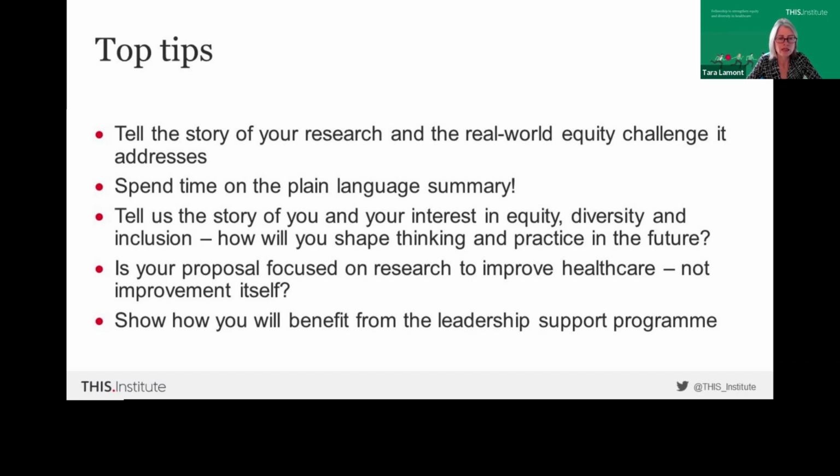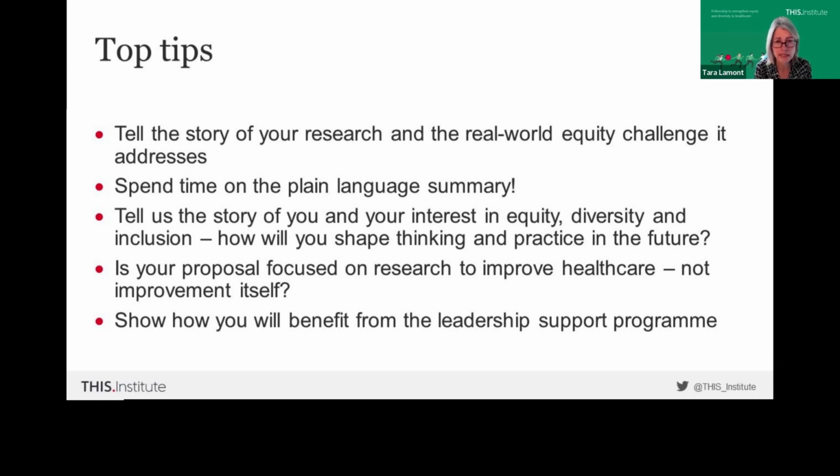We always say, we don't fund service quality improvement projects, we fund improvement research projects. So I think probably the most common reason for screening out applications is that they are service improvement projects without that research focus. We are a research institute, so we're looking at academic projects, but focused on improvement and real world service problems.